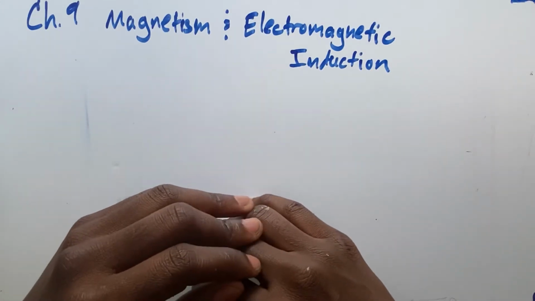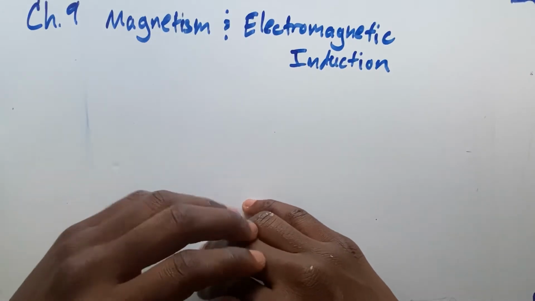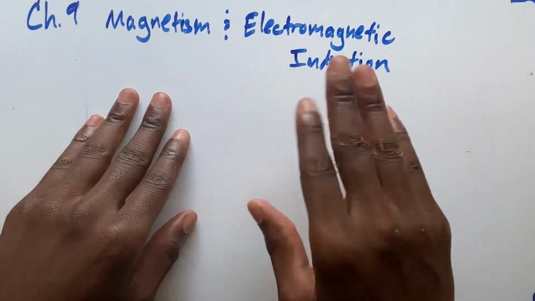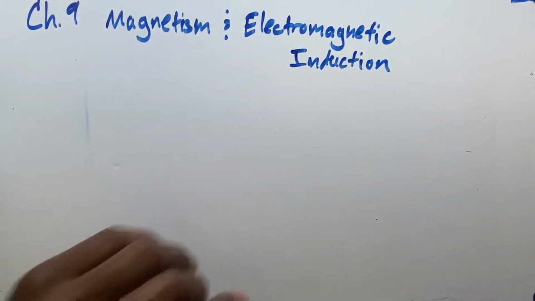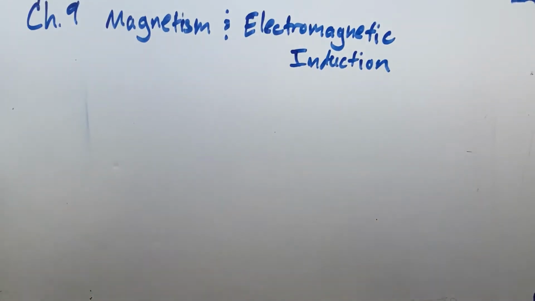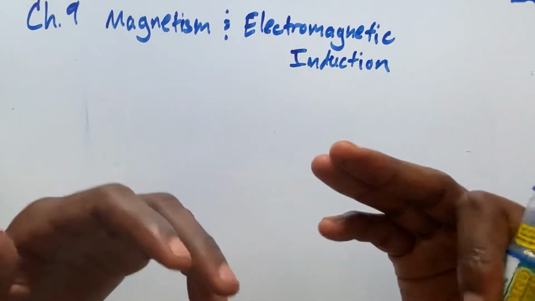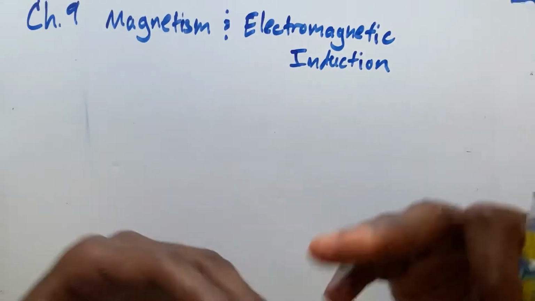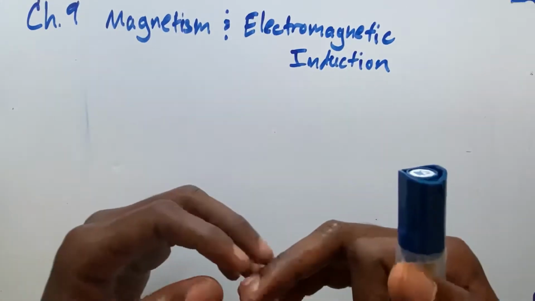Hello class, welcome back. Today I'm going to be going over chapter 9, and chapter 9 talks about magnetism and electromagnetic induction. Alright, so let's get right into it. So, again, basically I'm just going to be following the slides. Some things I'm going to skip over because I'm sure you can just read for yourself. Other things I'm going to try to more so elaborate on that may be hard to understand.